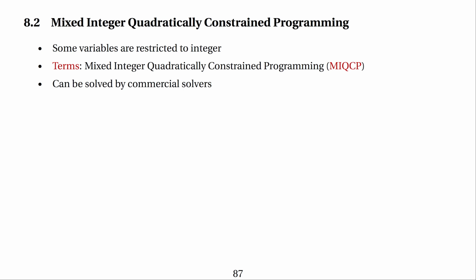I didn't do too much checking of what papers use this, so I'll just briefly mention that when wanting to go from the real version of this to the mixed integer version, one does the standard thing where some variables are restricted to be integers and others are free to remain real values. As a term, we have mixed integer quadratically constrained programming, or MIQCP for short. And this is also a level of difficulty that can still be handled by commercial solvers.